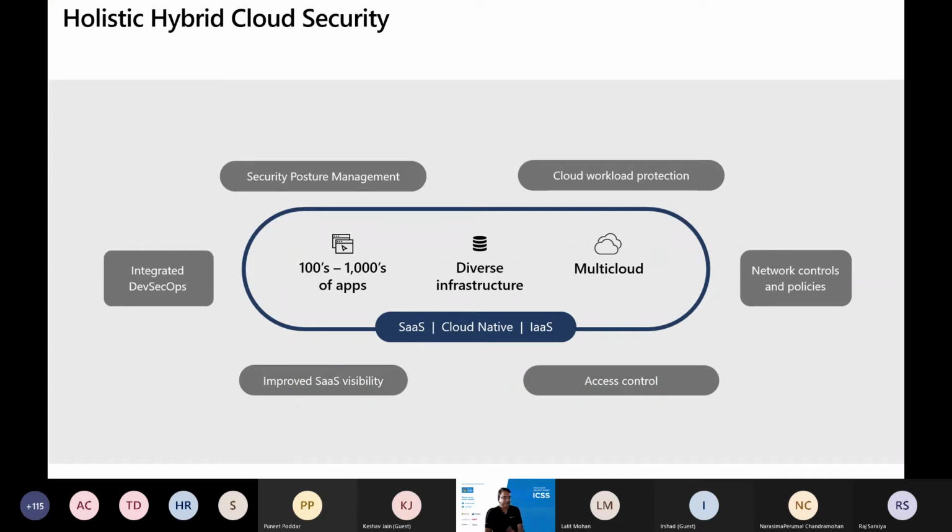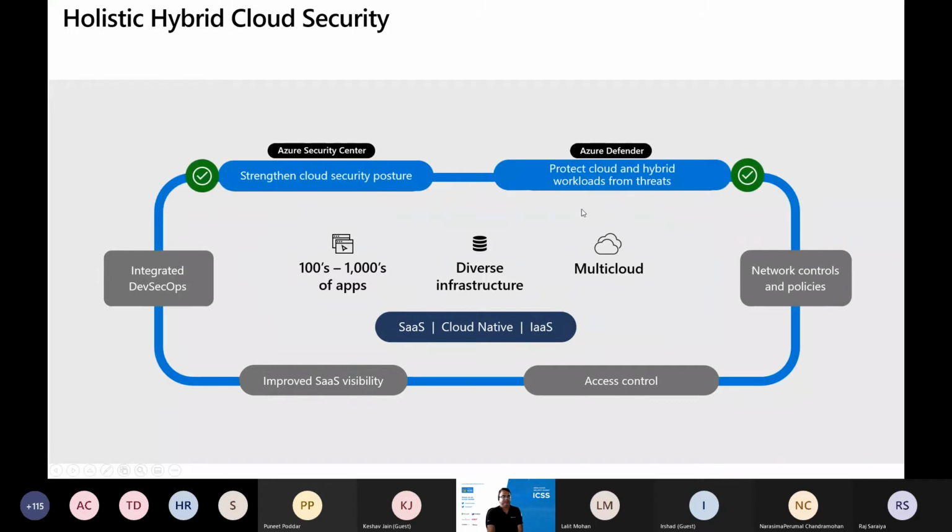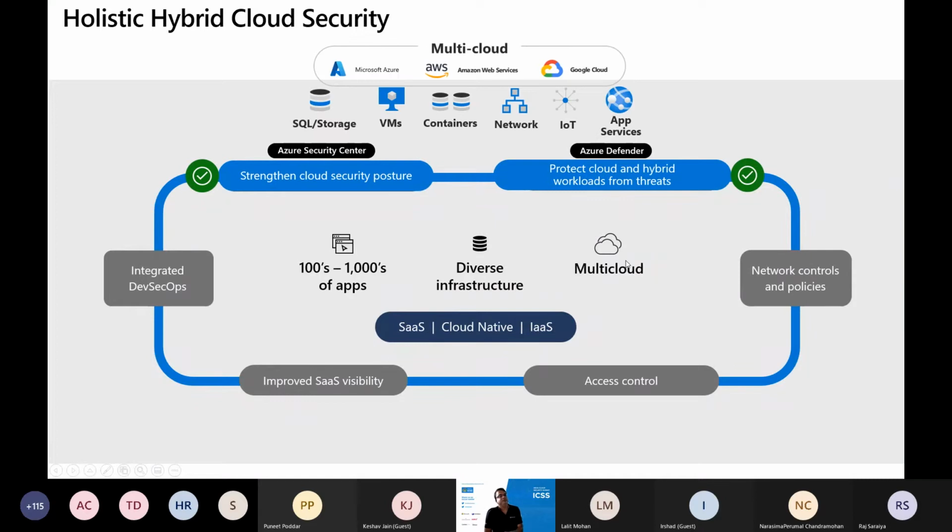And Yuri did discuss the overall Azure Defender strategy as well. And let me spill the beans around that as well in terms of togetherness. So like the first two key strategies around taking care of security posture management and cloud workload protection, the strategy encompasses Microsoft Azure, AWS, and GCP.